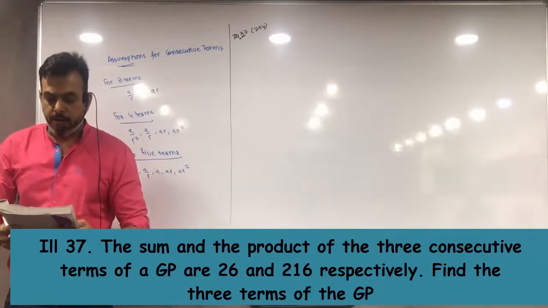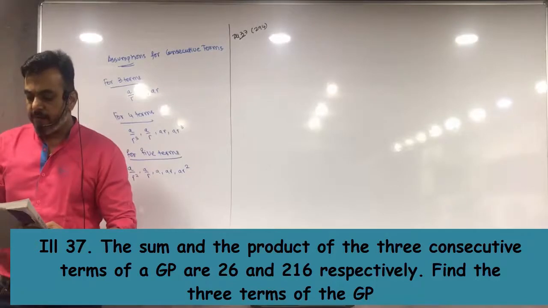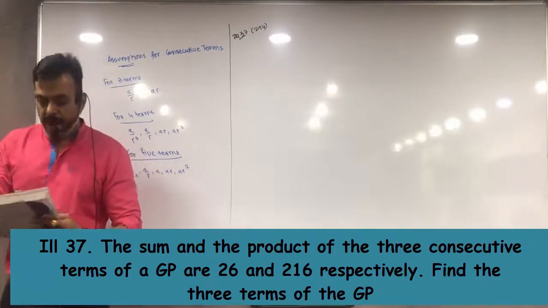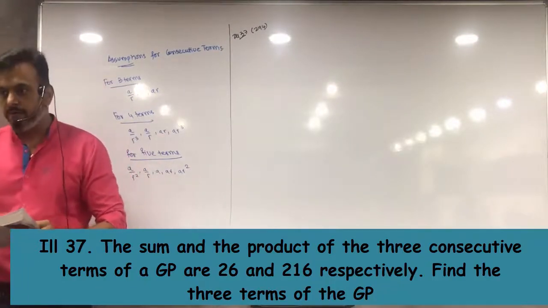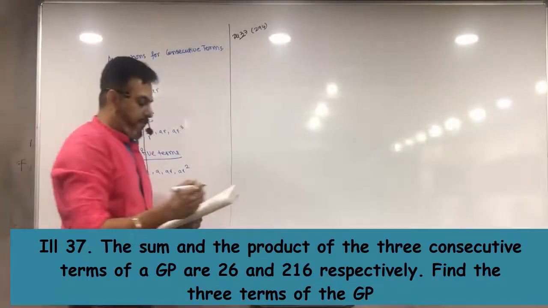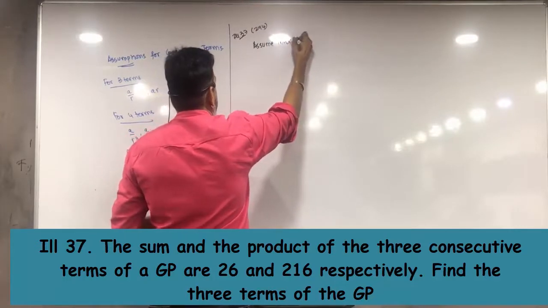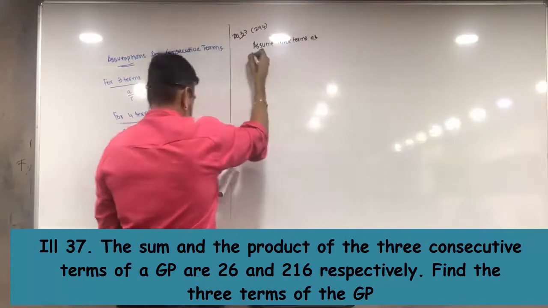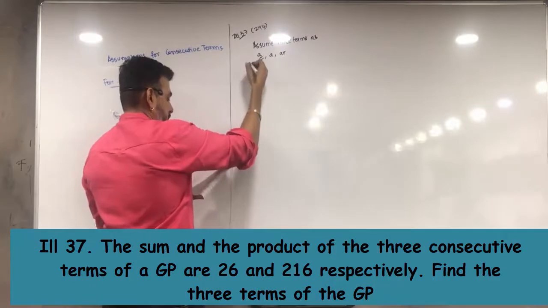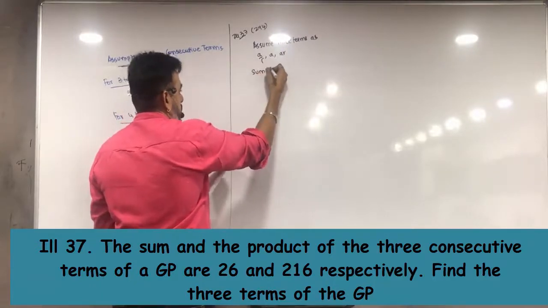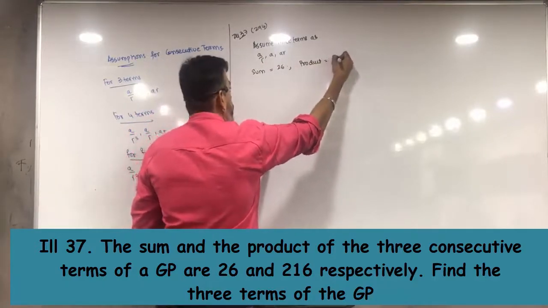The sum and the product of 3 consecutive terms of a GP are 26 and 216 respectively. Find the 3 terms of the GP. Now, wherever you find these 3 consecutive terms, you have to assume. So let's write: assume 3 terms as A by R, A and A into R. Now, what is given? Sum, that is total, is equal to 26 and product is equal to 216.